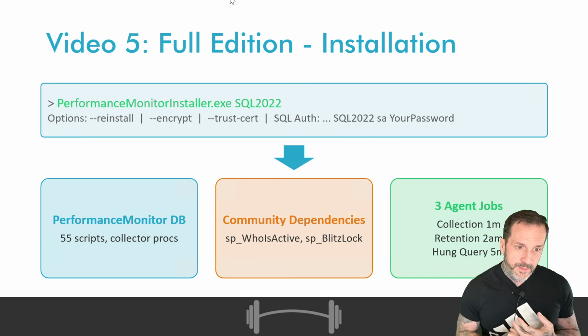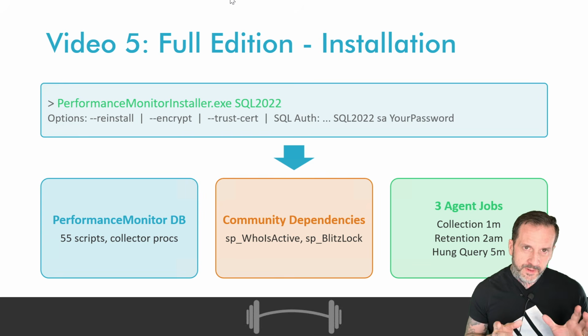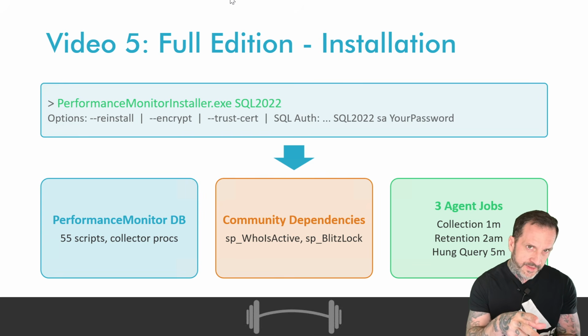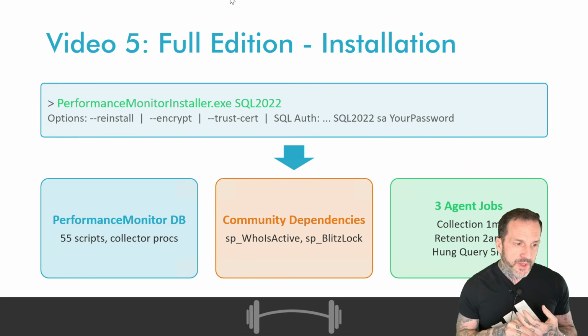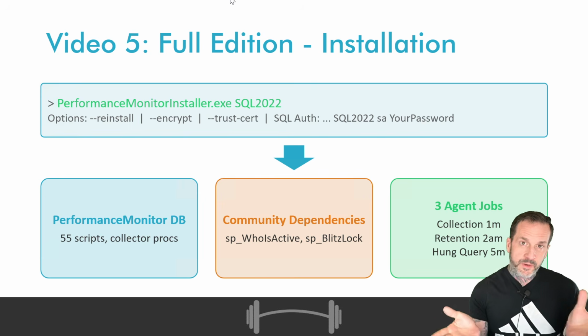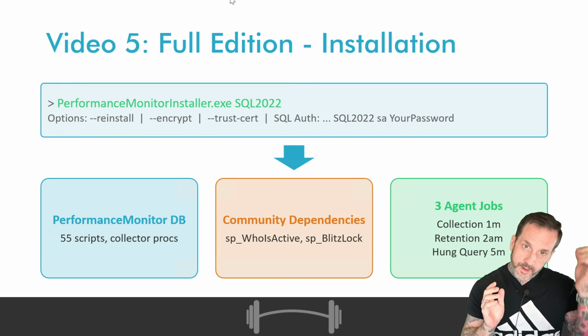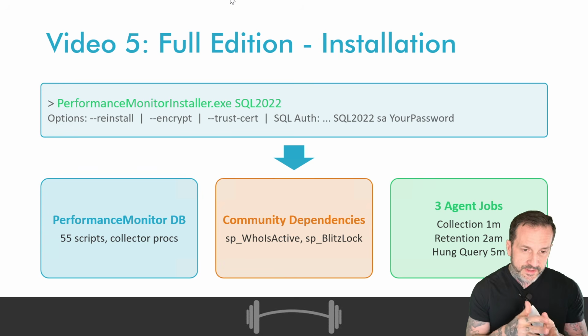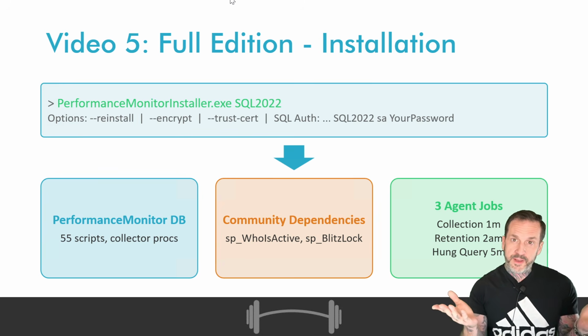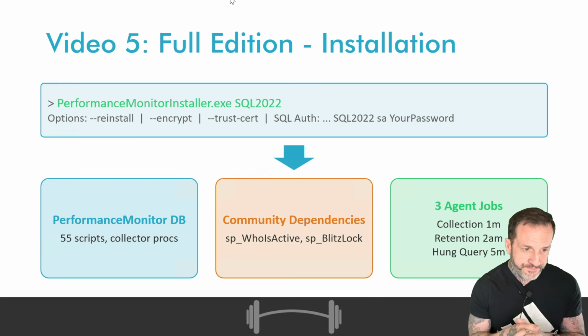But the performance monitor database runs through 52 install scripts and then some extras, right? So I'll show you what that means in a minute. It will also go and grab some community dependencies, right? So I wanted to make sure that this was a very community-oriented tool and that people would get some behaviors and some results back that look like what they might find in community tools with a whole lot of pretty graphs and charts on top of them.